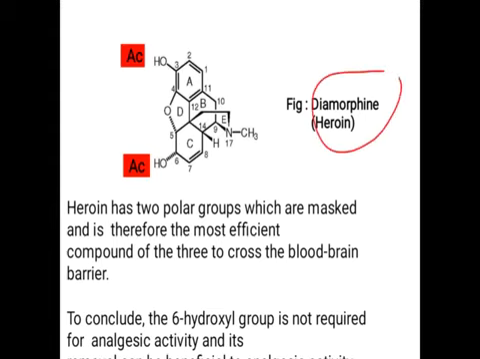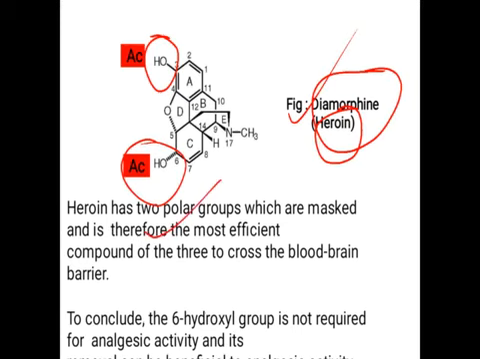So if both the groups are converted into acetyl form, that is the hydroxy group at the third position and the hydroxy group at the sixth position, if both these groups are converted into the acetyl group, then it becomes diacetyl morphine. This structure is also called the heroin. So heroin has 2 polar groups which are masked with the acetyl group. So to conclude, the 6-hydroxy group is not necessary for the analgesic activity.